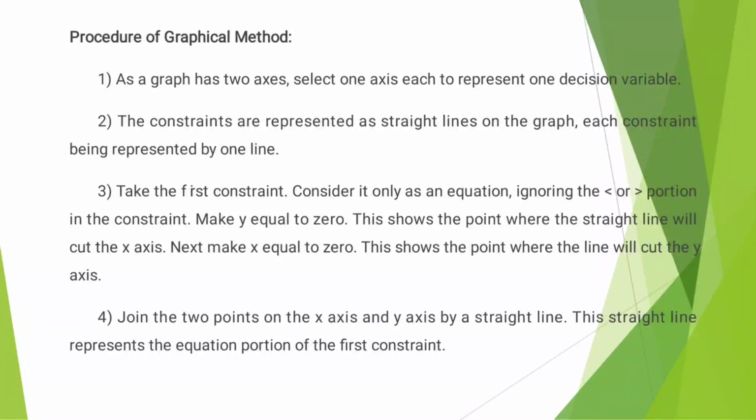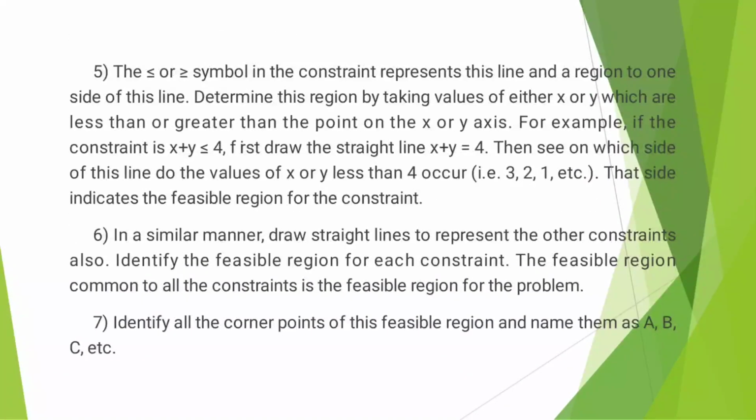The constraints are represented as straight lines on the graph, each constraint being represented by one line. First, we consider only the equation by ignoring the inequalities. Next, join the points on the x-axis and y-axis by a straight line. This straight line represents the equation portion of the first constraint. The greater than or equal to or less than or equal to symbol in the constraint represents a line and a region to one side of this line.